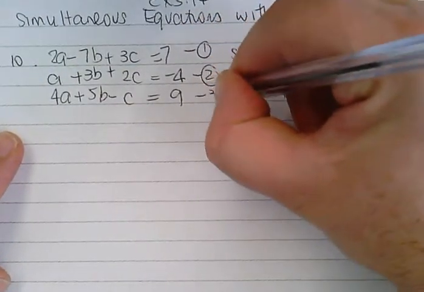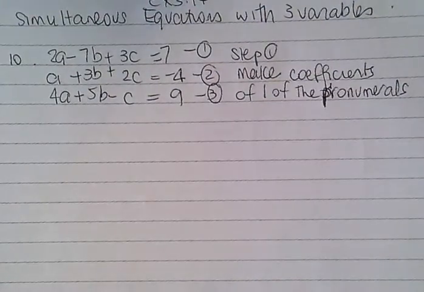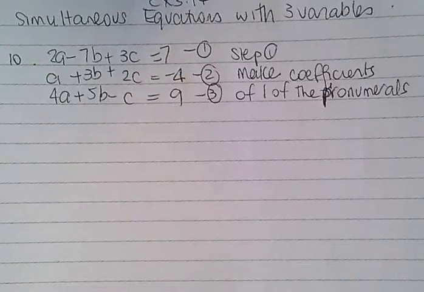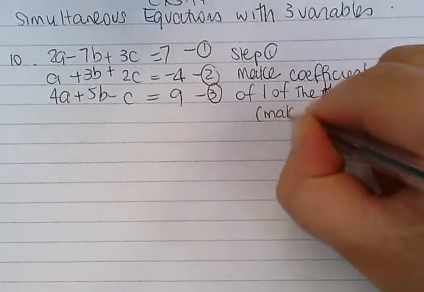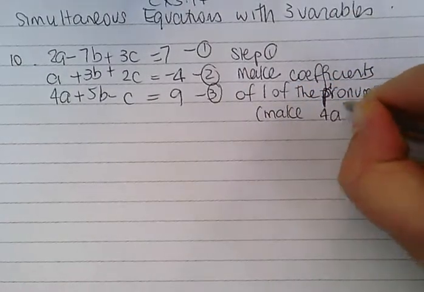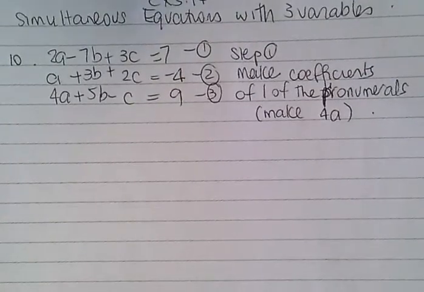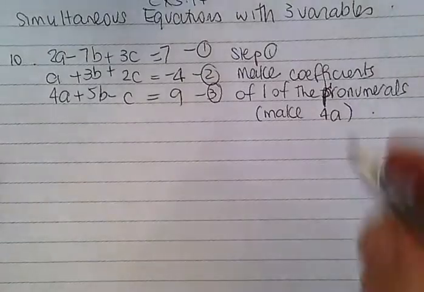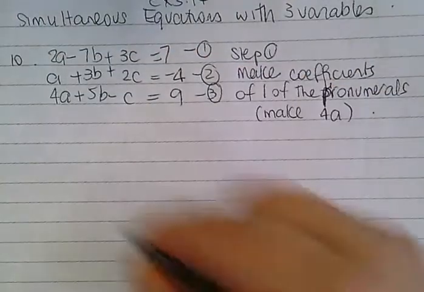But if you decide that you want all the C's to be 6C, you have to multiply equations 1, 2, and 3 all by something. So we're going to go with the one that requires less work. We're going to make all the A's the same, 4A. Do you understand? What I would do, just put it in a little circle, 4A, so you know what you're doing.